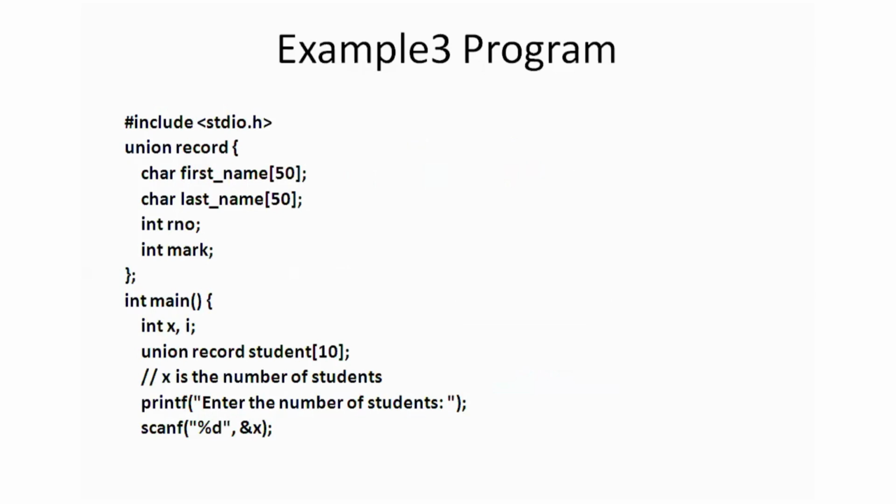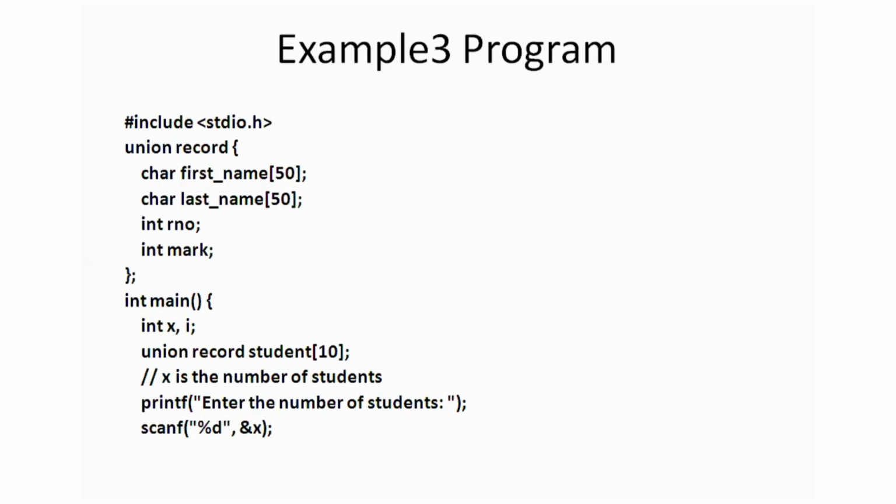Let us consider this example program. Here we have used union record, with first name and last name, and int roll number and int mark. This is the way we declare it. Within the main method, int x, and union record student of 10. I have also used an array of union. My variable is student, of type record. Record is the union data type. It is a user defined data type. Union is also a user defined data type.